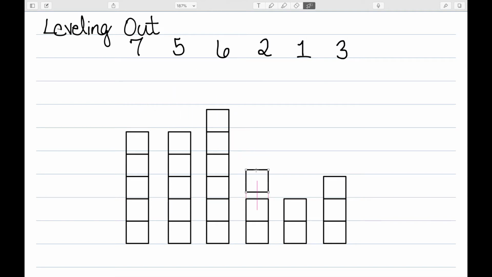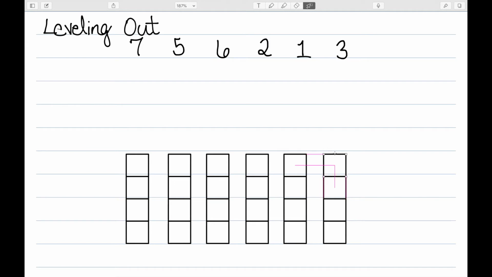So as we do that, we're slowly leveling out the heights and finding the mean. And then once they all have the same height, the height of these blocks is going to be the actual mean. So now we have all the same height. They're all of height 4, so the mean is going to be a 4.